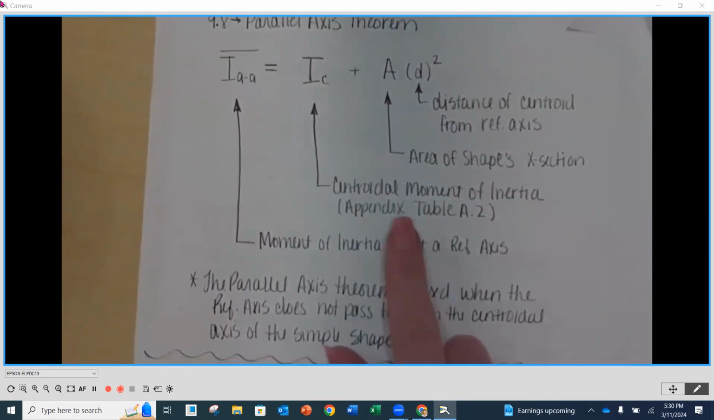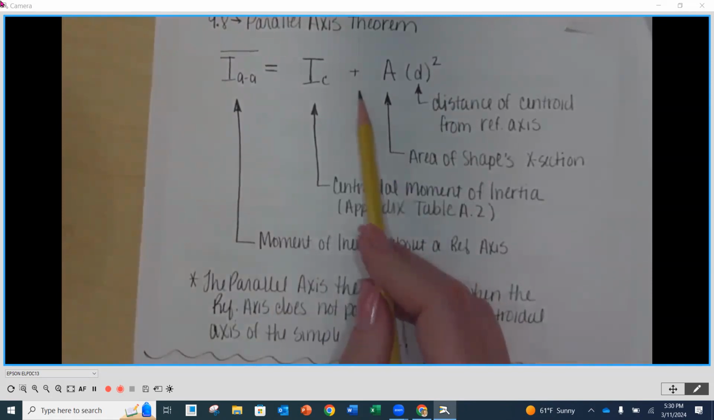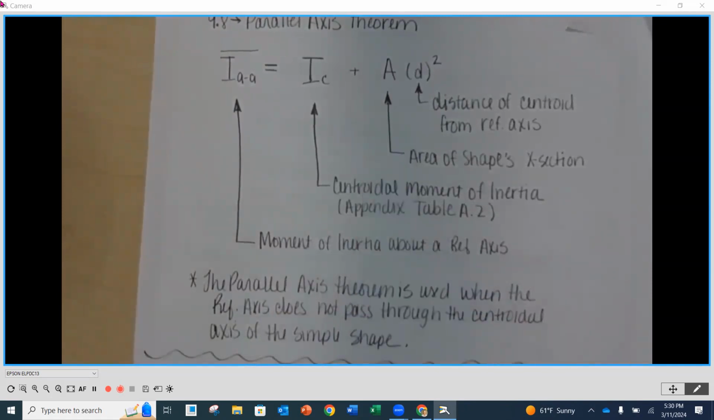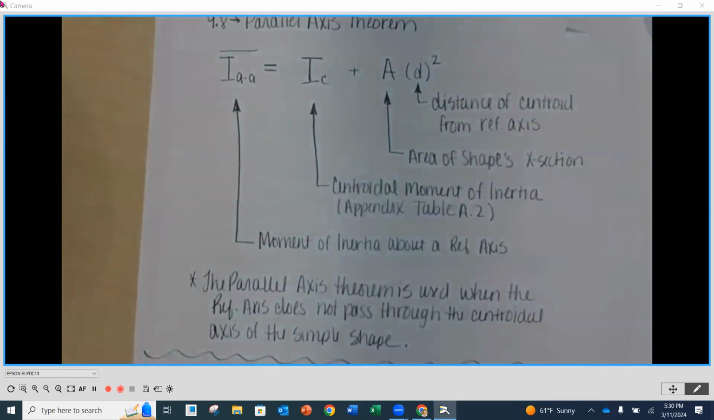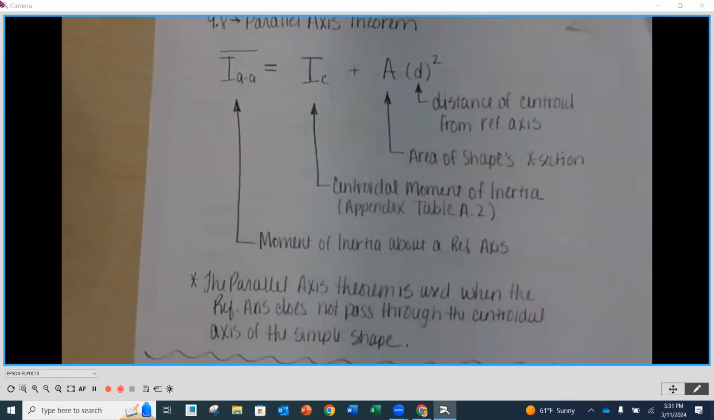And this is what we would get from, for instance, if it's a simple shape, we would get it out of the appendix, out of table 8.2, or if it is a standard structural type of shape, then we would get it out of the chart that would correspond to that. And we'll see some of that later. And then we're going to say plus the area of that simple shape times the distance that centroid is away from this reference axis. Okay, so like in the centroid examples that we did, that was the x1 or the y1 distance. Here, this would be a distance in the x or the y similarly.